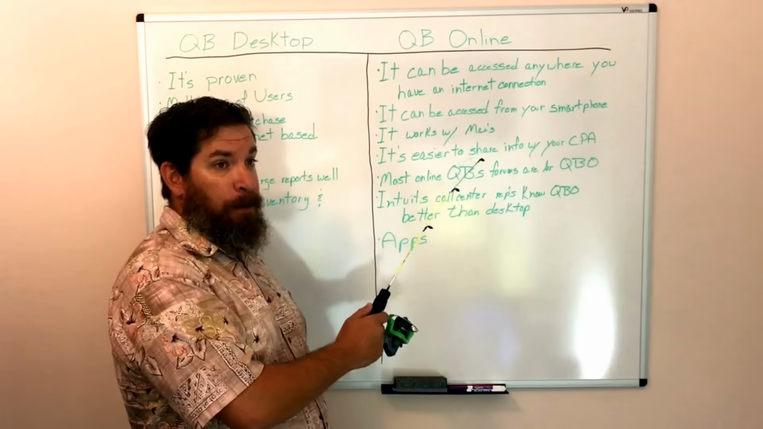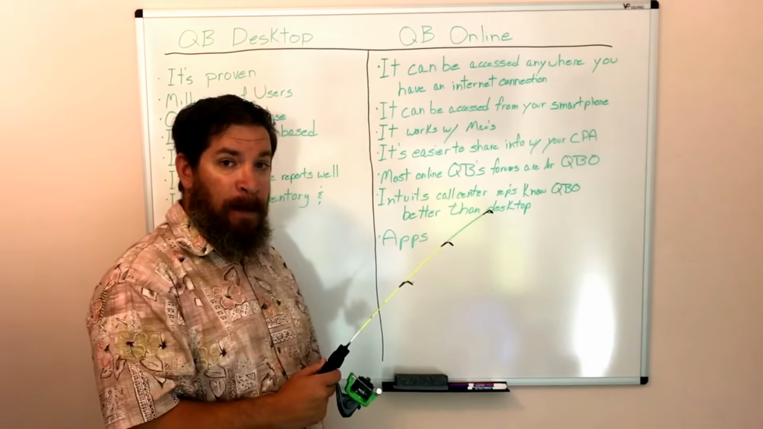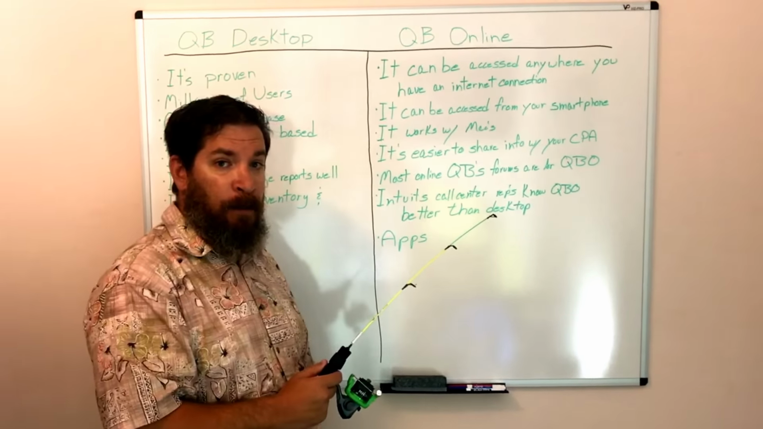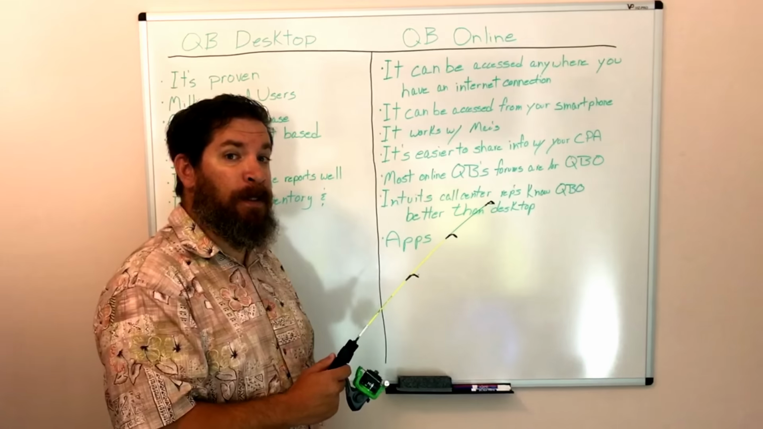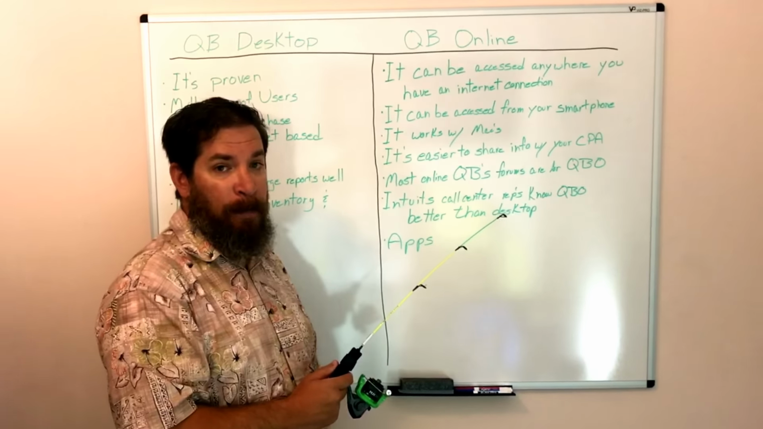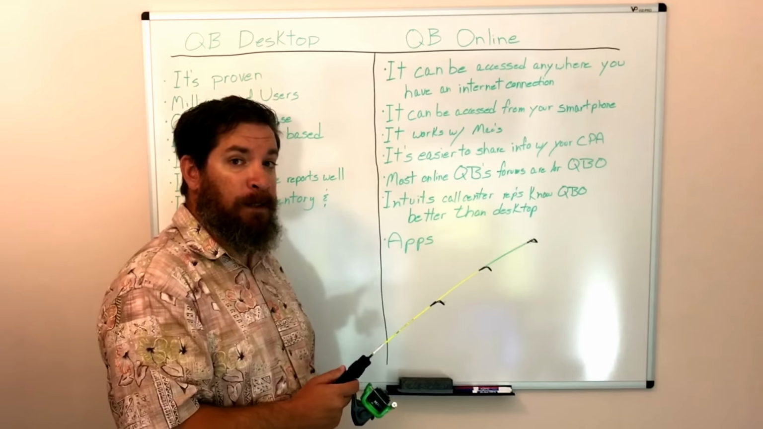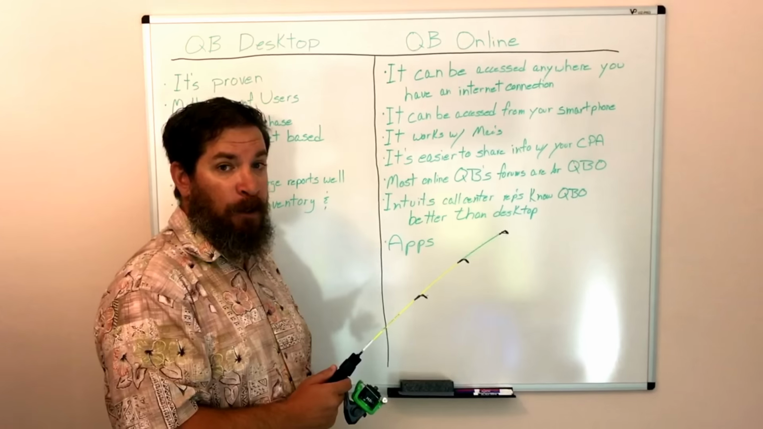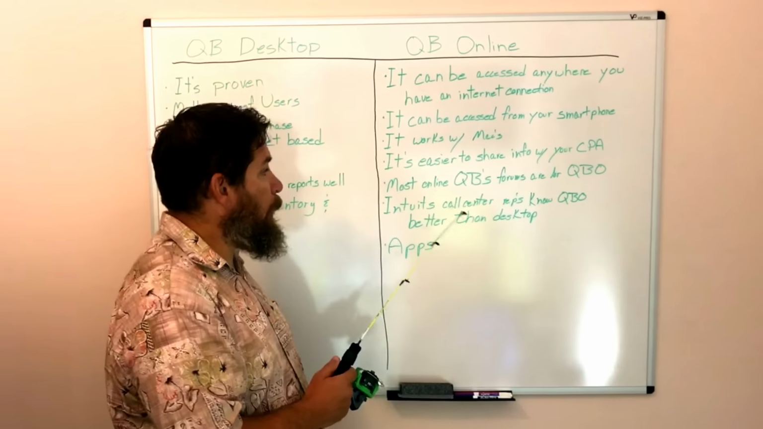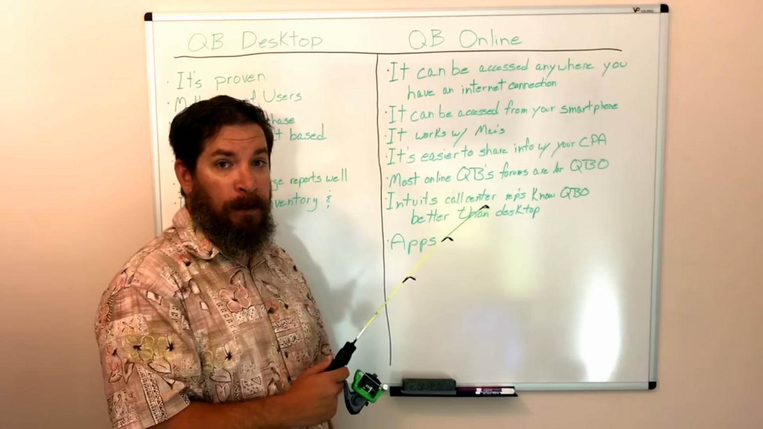It's much, much easier to share information with your CPA. With Desktop, you had to download a backup, usually to a thumb drive, and then mail that to your CPA. In the meantime, you really couldn't use QuickBooks. You had to wait for the CPA to finish working on that file, and then they emailed you the thumb drive back. With QuickBooks Online, there's none of that. In fact, you can be in QuickBooks Online at the same time as your CPA, and you can both be working on it.